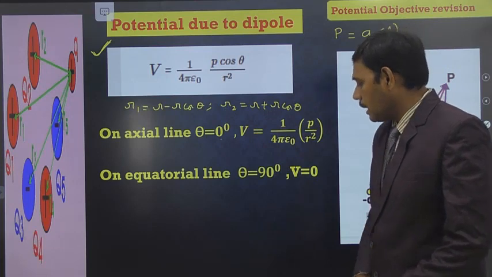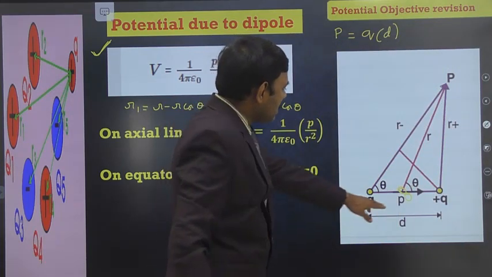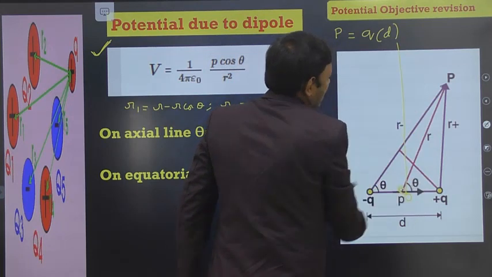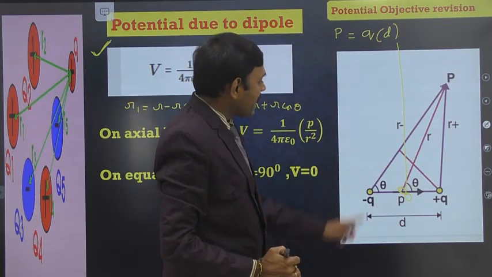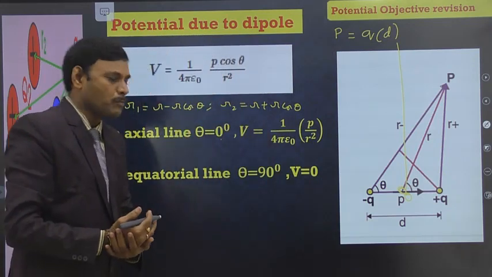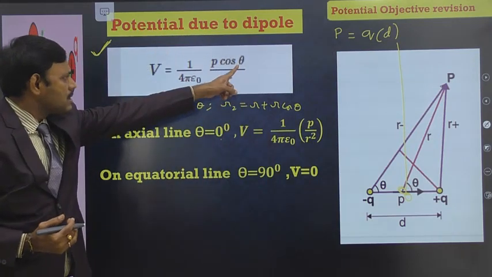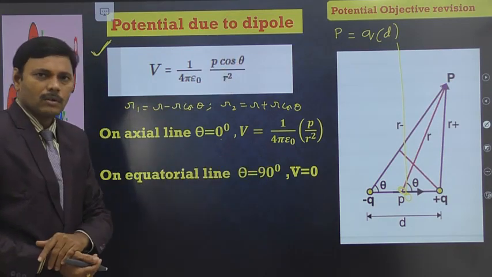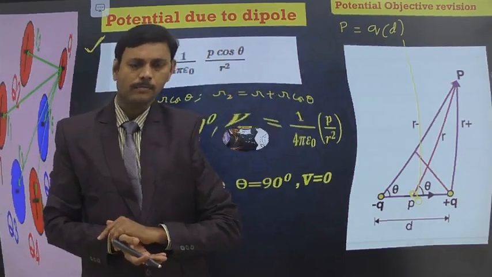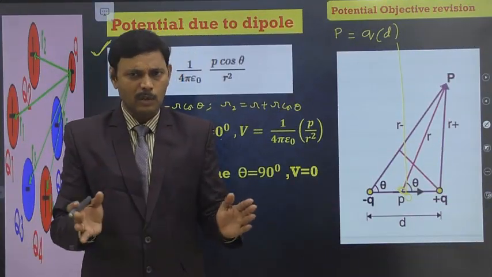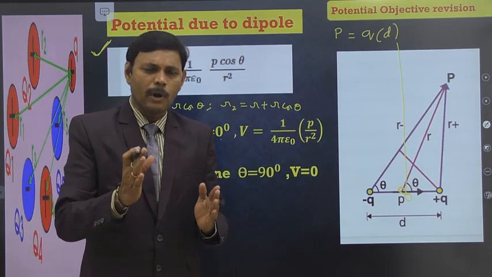Whereas for the equatorial line, here the equatorial line is like this, a perpendicular line, that makes 90 degrees angle with the dipole axis. Now theta increases to 90, replace theta equal to 90, cos 90 is 0, so potential is 0. So due to the dipole, potential at any point on the equatorial line is 0.